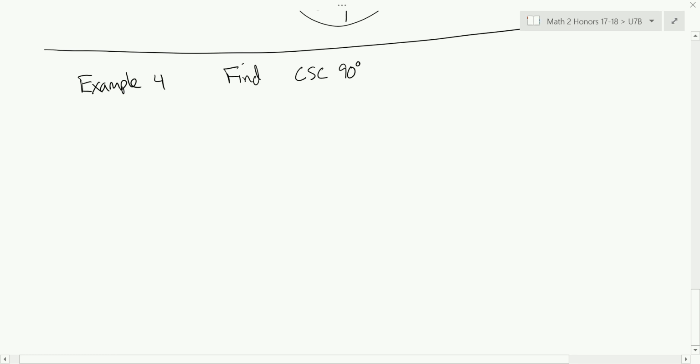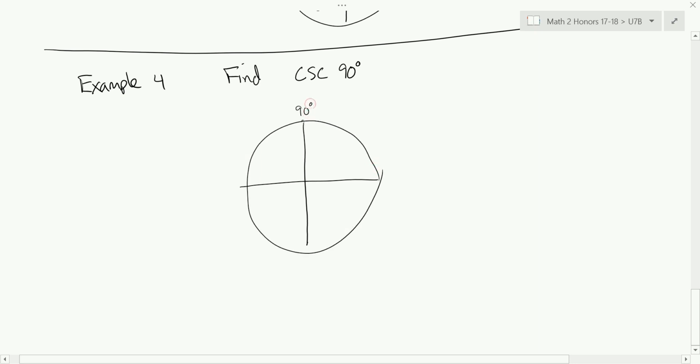What are we coming up with? Undefined? 0, 1. Okay, I heard 0, undefined, and 1. So let's take a look. All right, so locate 90 degrees. That's at north. This is a unit circle, so the radius is 1.